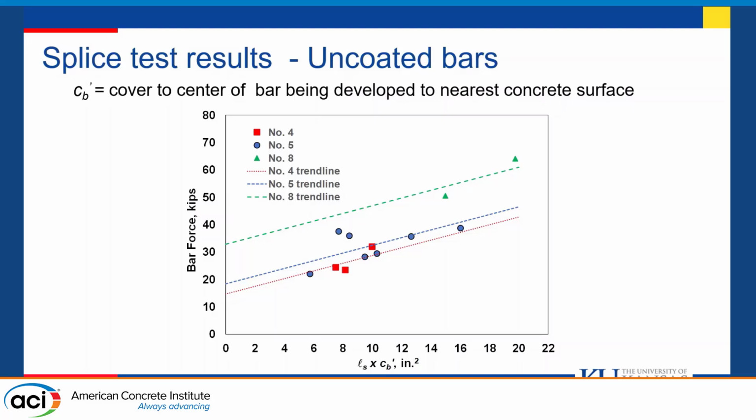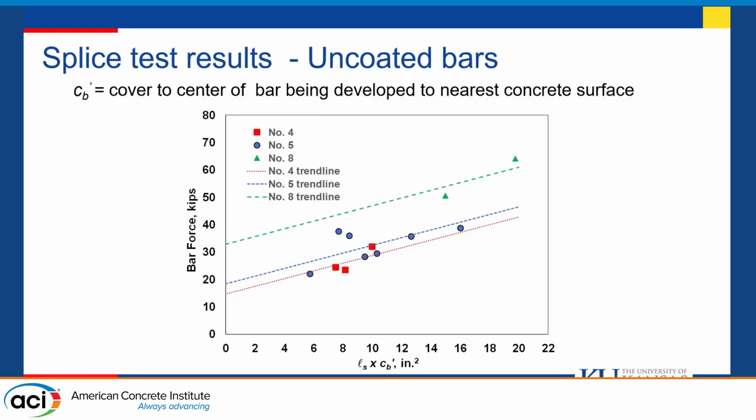So in this plot, you can see the red one represents number 4, blue number 5, and green number 8. To investigate the trend in our test data, we performed a dummy variable analysis. The dummy variable analysis is based on the assumption that for bars of different sizes, the change in product of splice length and cover has the same incremental effect on bar forces for all bar sizes. However, the absolute value of bar force can be different for each bar size for the same value of product of splice length and cover.